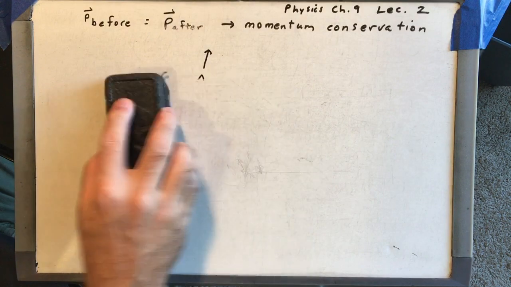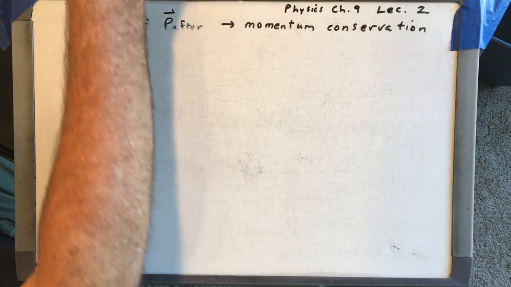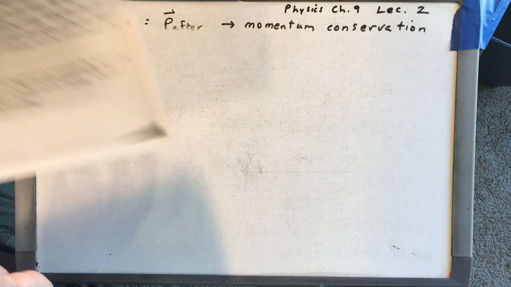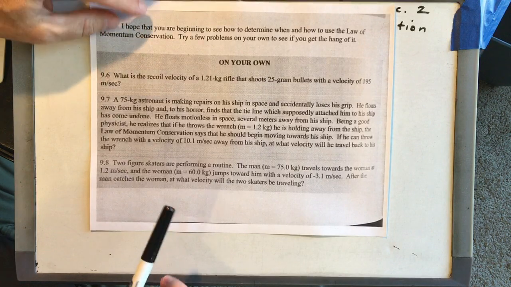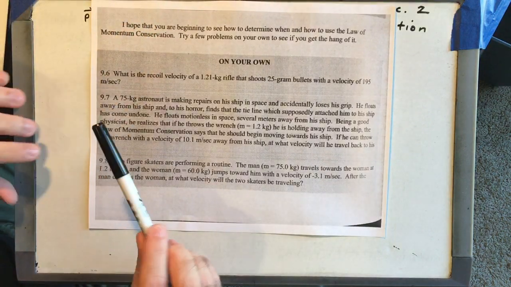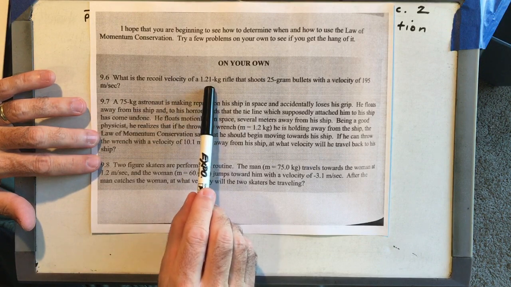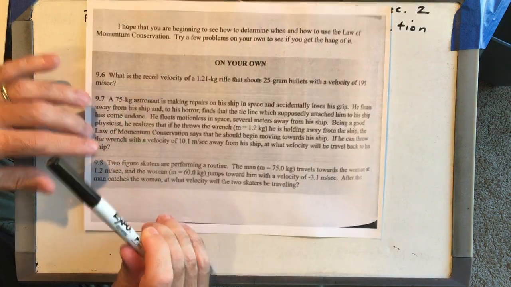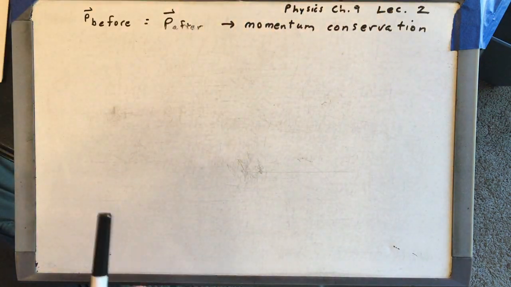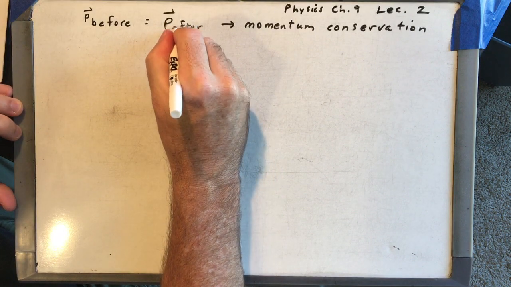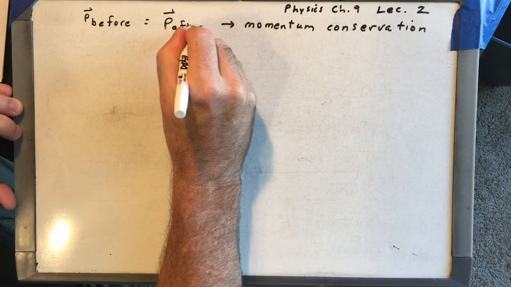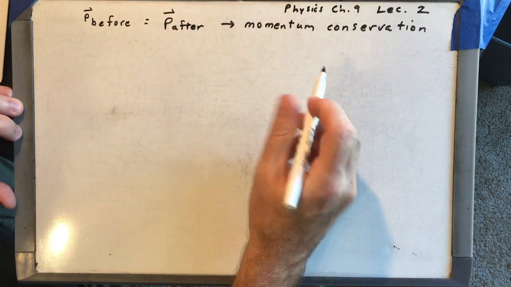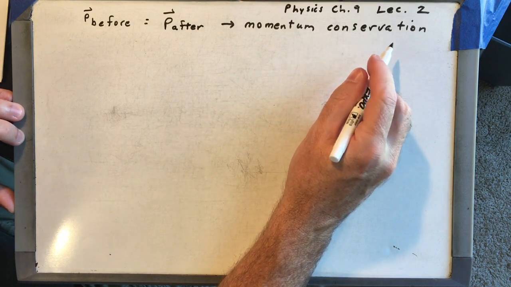All right, so open up to page 304 and we'll begin working on your own problems. I printed it out this time. I'm not sure if you can see this or not, but page 304 in the book says, what's the recoil velocity of a 1.21 kilogram rifle that shoots 25 gram bullets with a velocity of 195 meters per second? We're going to be using momentum before is equal to momentum after. That's the law of momentum conservation.